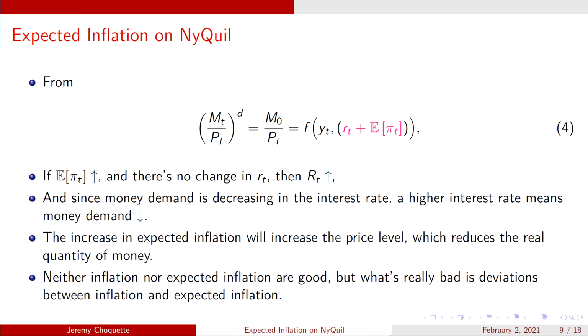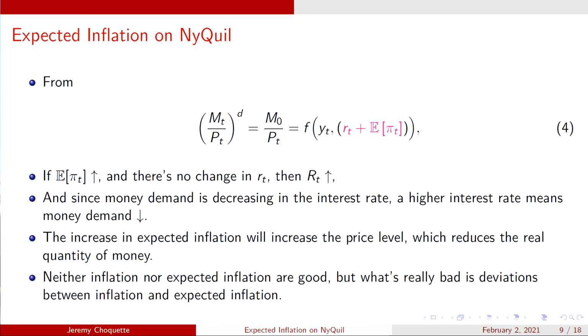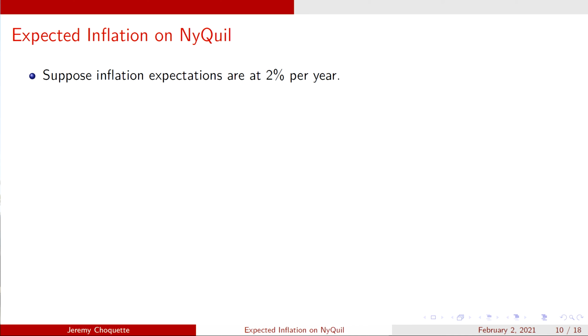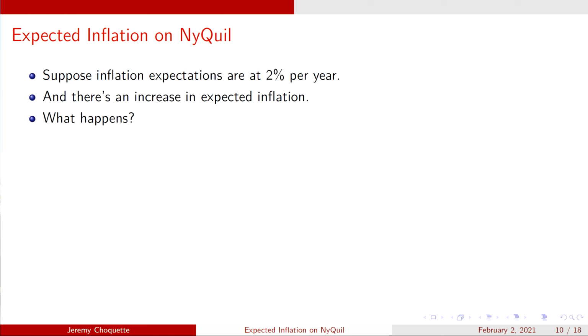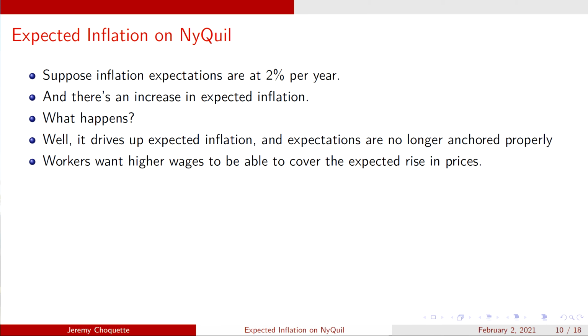Neither inflation nor expected inflation are particularly good things, but what's especially bad is if there's a deviation between inflation and expected inflation. And I should have said a persistent deviation between inflation and expected inflation. So suppose inflation expectations are at 2% per year. There's an increase in expected inflation. Well, what's going to happen? Well, it drives up expected inflation. And as a result, these expectations are no longer properly anchored.